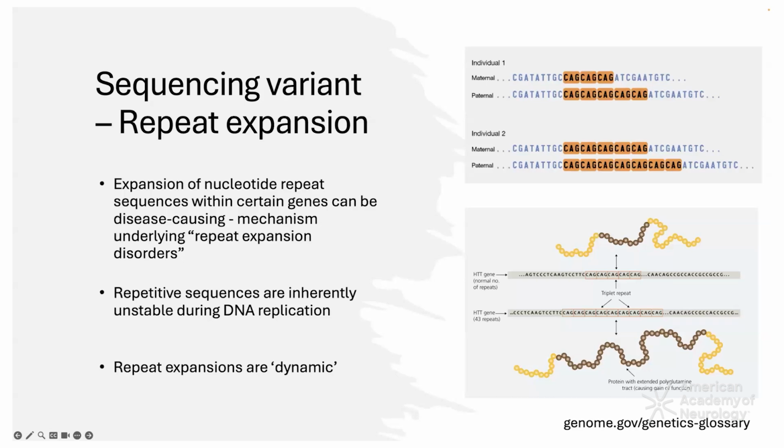Repetitive sequences are inherently unstable during DNA replication and therefore are prone to expand or contract in length during DNA replication, both somatically and in the germline. Therefore, unlike other pathogenic variants that are usually passed unchanged from parent to child as a single nucleotide variant, deletion, duplication, and so on, repeat expansions are dynamic due to their tendency to change further in size during DNA replication.